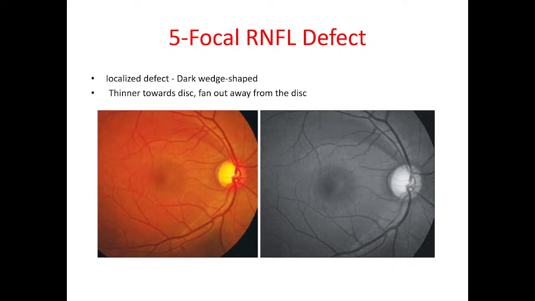The nerve fiber layer defects are seen like this, a wedge shaped defect fanning out from the disc, and vessels appear brighter, and here there will also be thinning of the neural rim. This is called the nerve fiber layer defect sign, where the fan out defects are seen. This is a red free photograph of the fundus, where we better appreciate the RNFL defects. This is how we see the wedge shaped defect, seen more commonly at the superior and inferior poles, and at the same point we see thinning of the neural rim.